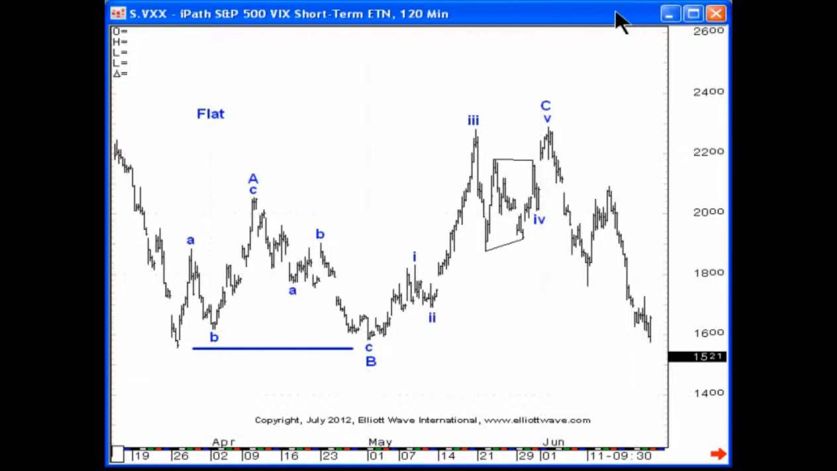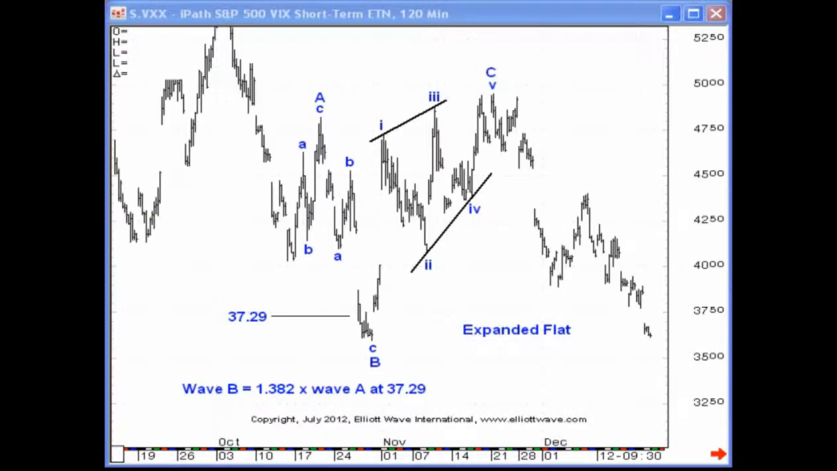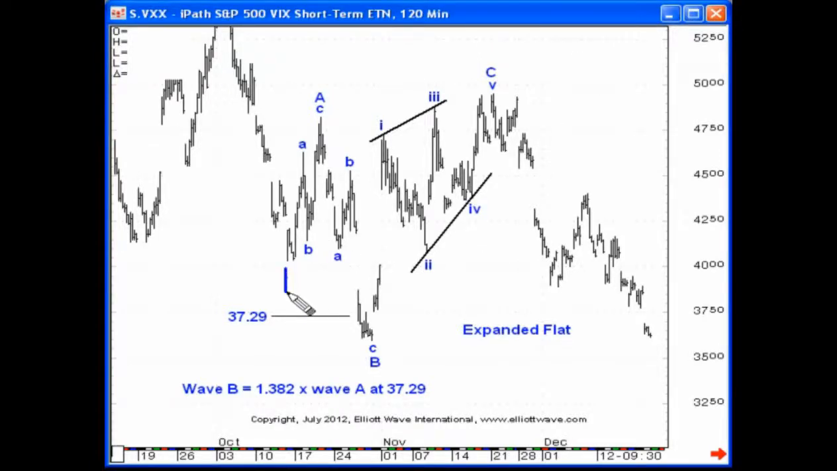larger trend. Now here in this example, and I believe this will be the final example, this is an expanded flat. I'll wait for my data to load. Here we go. This is, again, the VIX, the short term. What you'll see from this extreme right here is three waves up in wave A, three waves down in wave B. Notice that wave B pushed just a little bit beyond the 1.382 multiple of wave A at 37.29, and that was followed by a five-wave structure, specifically in this instance an ending diagonal. And as a counter-trend move, once it was complete, it was more than fully retraced.